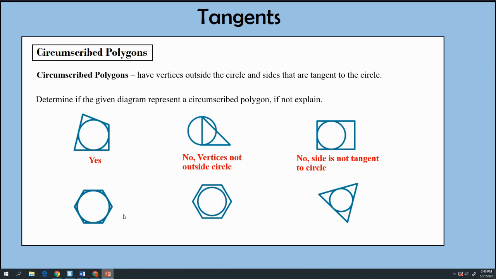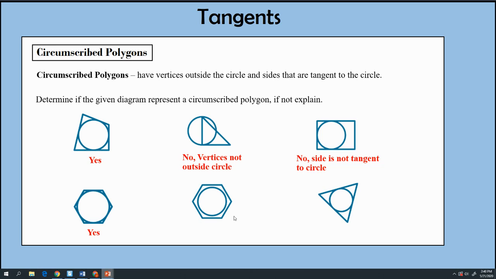Is this a circumscribed polygon? I got 1, 2, 3, 4, 5, 6. What does that make it? A hexagon, I think. So we have a hexagon. All six vertices are outside the circle. It appears like all six sides are tangent to the circle. That's a yes.